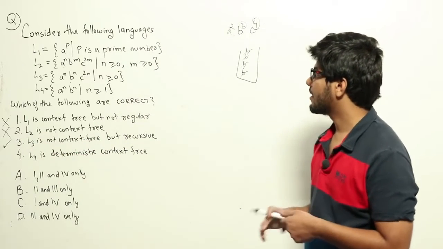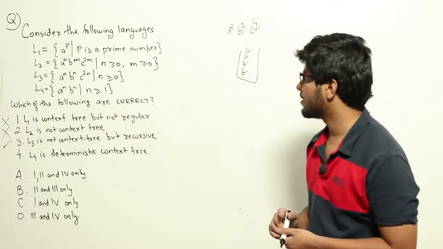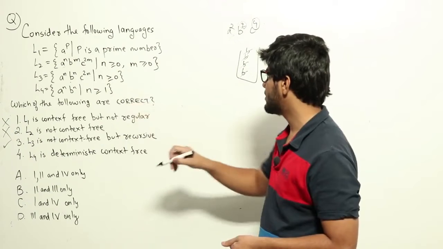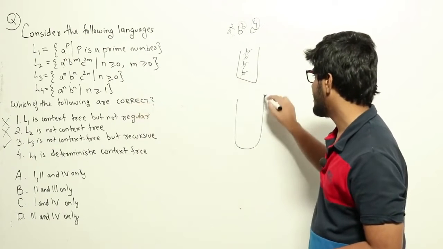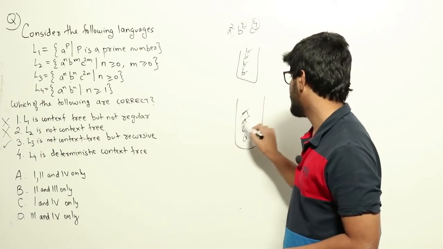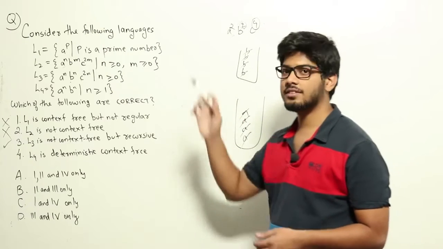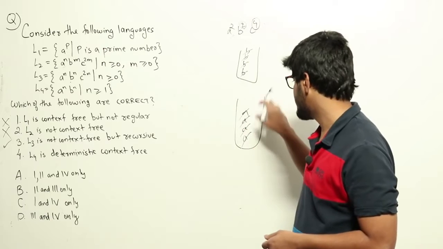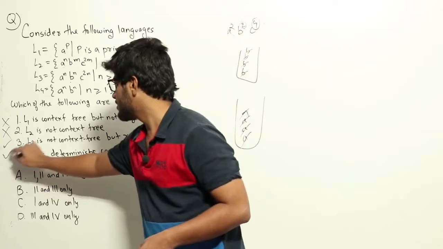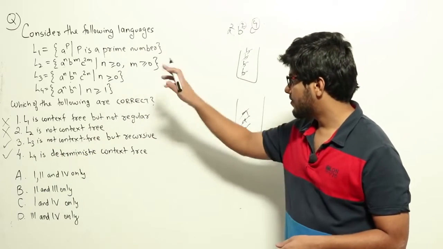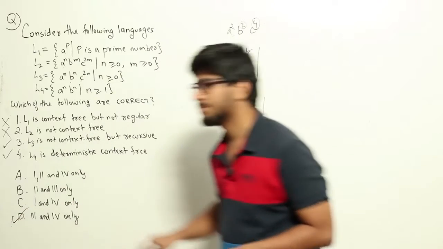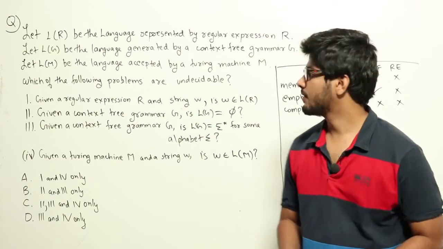Now L4, a power n, b power n such that n is greater than or equal to 1. This is clearly a deterministic context free language. What we will do is the same as we did here in the stack. I will keep on adding a's, and when I start seeing b's I will pop off an a for each b seen, and at the end I will check that the stack is empty. So this is a deterministic context free language. So this statement is true. So the right ones are 3 and 4. That is option D.